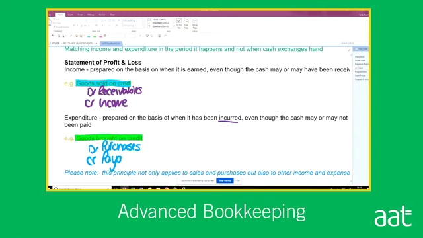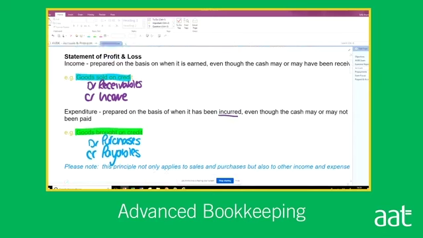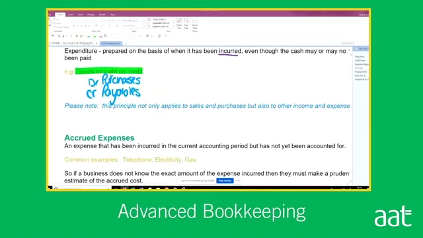So yeah, we can see once again, we are recognising the income and expenditure even though we may or may not have received the cash, and that is because of the accruals concept. Now, what I do need to point out is that I've looked at sales and purchases, but when we look at accruals and prepayments in a lot of detail, this doesn't just apply to sales and purchases, but also to other income and expenditure.